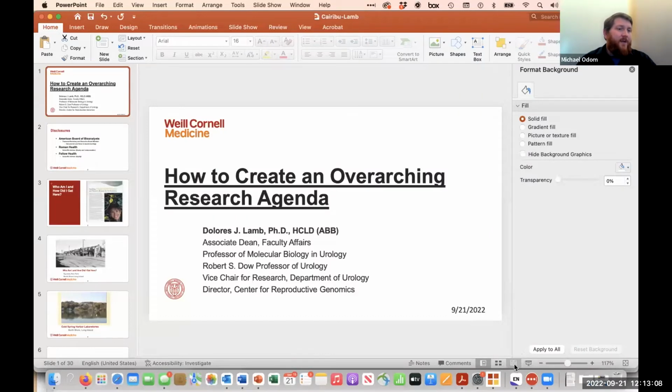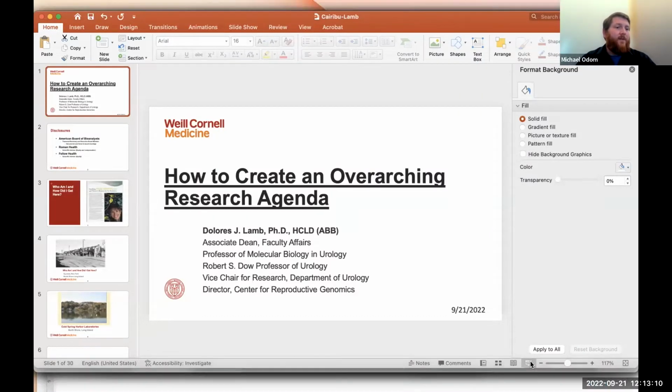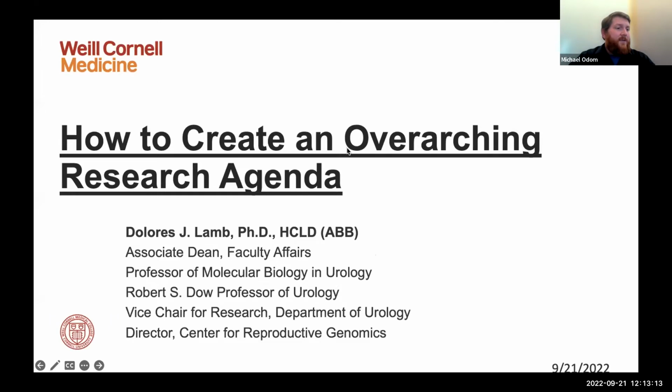Our next speaker today is Dr. Dolores Lamb. For most of you here, Dr. Lamb needs no introduction. Dr. Lamb is currently at Weill Cornell Medicine, where she serves as Vice Chair for the Department of Surgery Research, Associate Dean for Faculty Affairs, Director for the Center of Reproductive Genomics, Professor of Molecular Biology and Urology, and Robert S. Dow Professor of Urology. She continues to be a prolific researcher in areas including the genetics of male infertility, genitourinary birth defects, and steroid-regulated growth of male reproductive tumors.